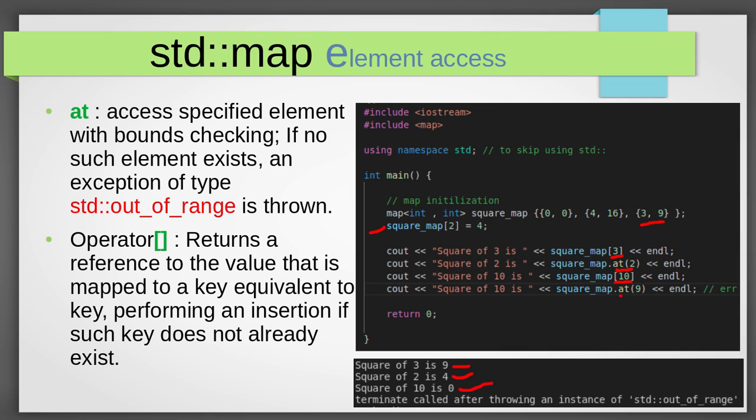In the last line, I'm trying to access the key 9 with the keyword at, but because there is bounds checking and the key 9 does not exist in the map, an exception of type out of range is thrown.